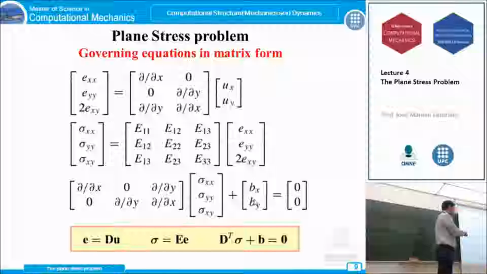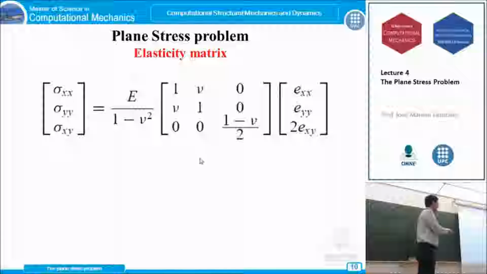Bx and By are the body forces per unit of volume acting in the plate. So equilibrium equations, kinematic equations, and constitutive law are the 3 ones which in matrix form have these expressions here. So these are the same governing equations we had in the bar element in the same Tonti diagram. The elastic matrix, assuming Hooke's law, which relates these stresses and these strains, is this one. So this is known for the plane stress problem.